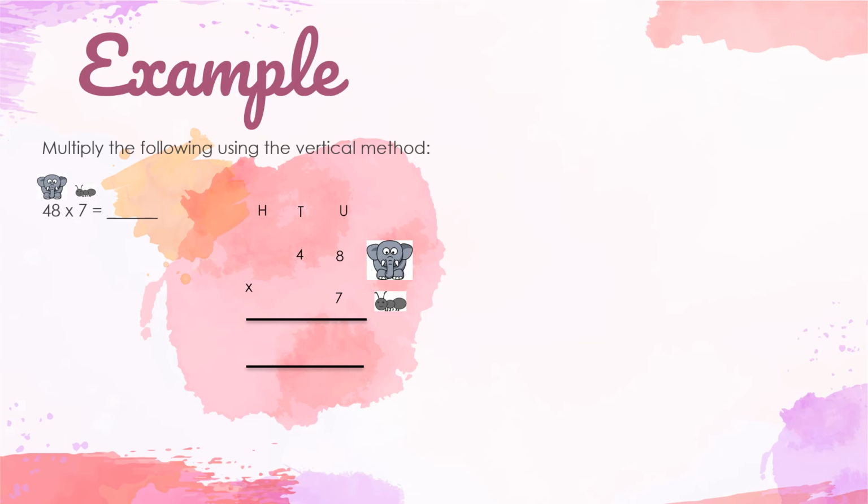And now we start the short multiplication dance. First step is up, so 7 times 8 is 56. So we're going to put the 6 down because it's a 2-digit number. We put the 6 down and we carry the 5 over to the tens column, and we're going to add that later.